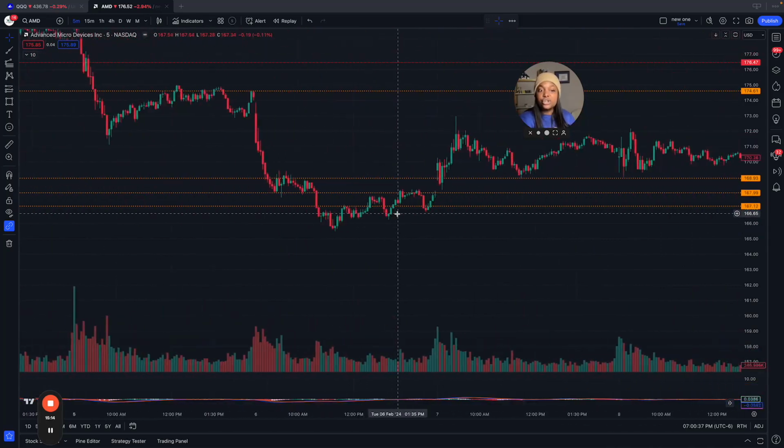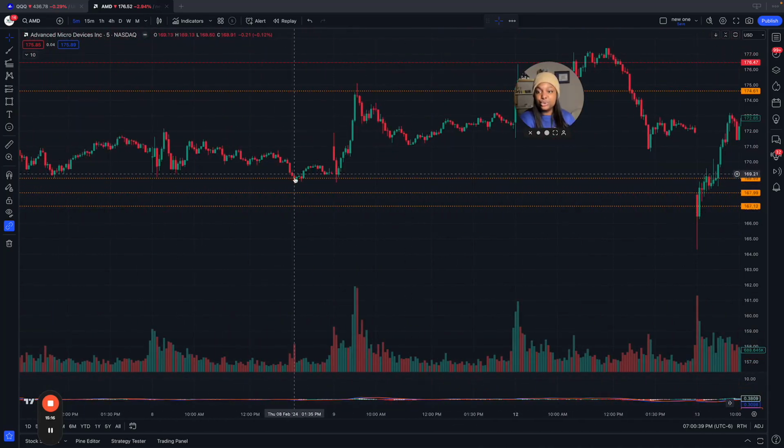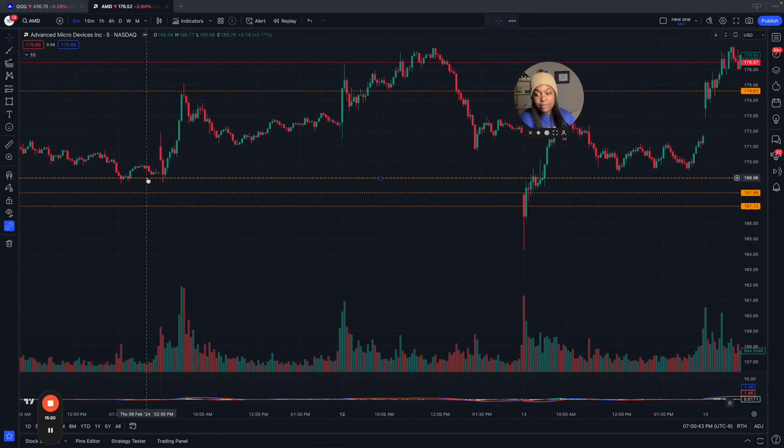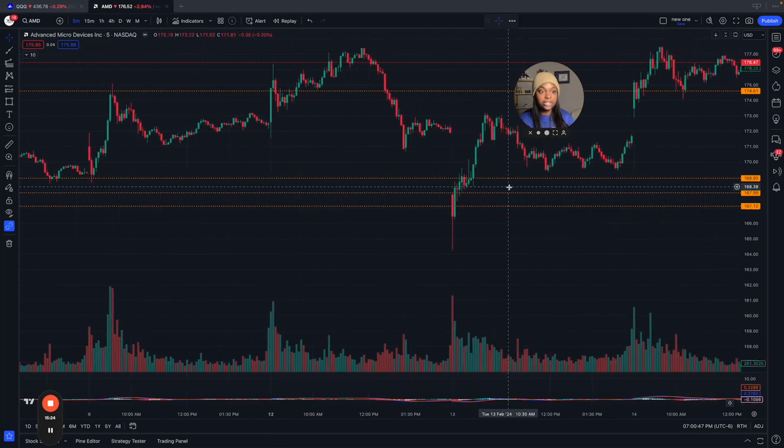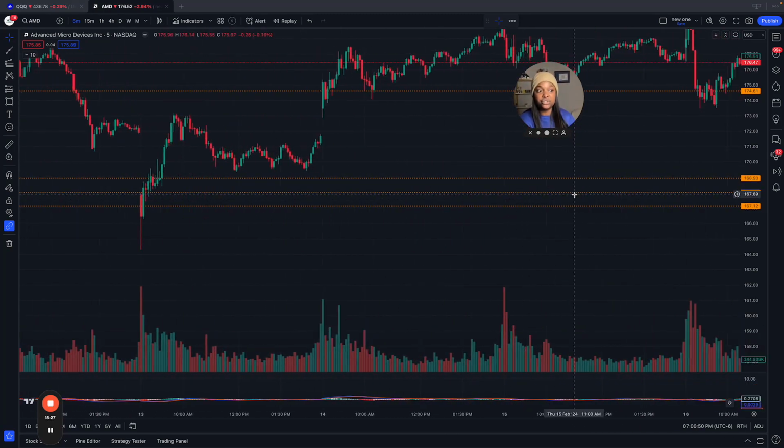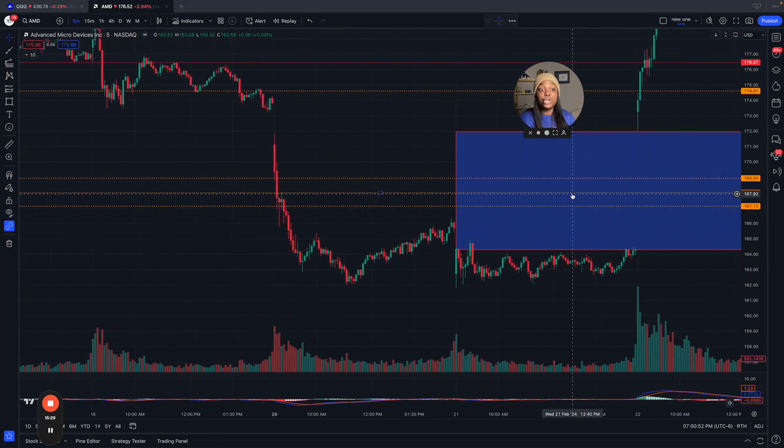So we see those levels. We see how price has moved beautifully in between those. Look at this, how it held it there. And we came back some days. We are all the way back looking at February 8th, the beginning of the month, and we see that price reacts with these three levels in here. So guess what we're going to do?